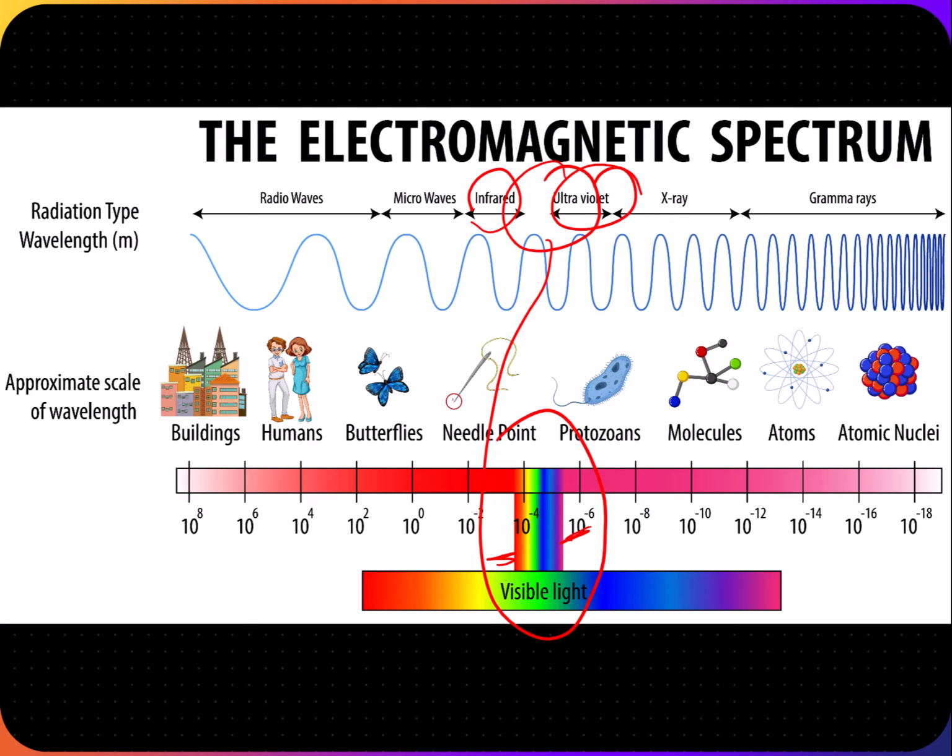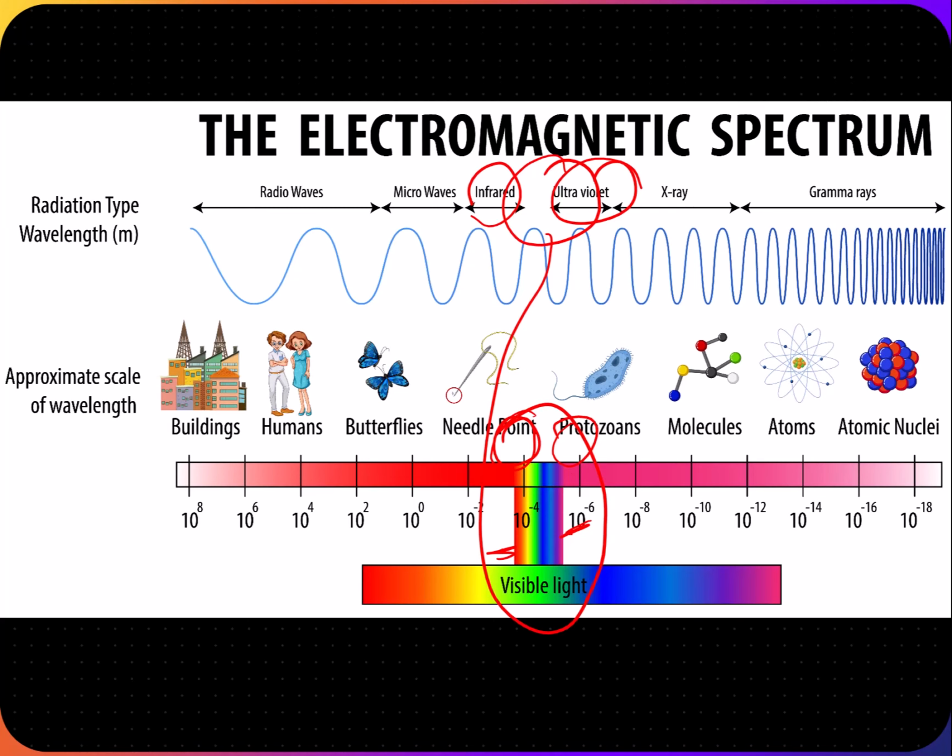As I go from left to right in this spectrum, the wavelength gets smaller. As the wavelength gets smaller, its frequency increases. So you have more frequency in a given unit of time. If you look at the visible light, the red has a longer wavelength, so a lower frequency. The violet light has a shorter wavelength or a higher frequency.